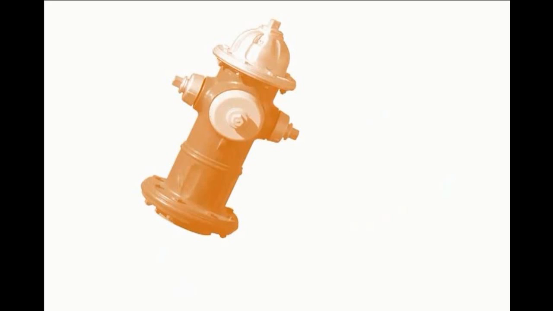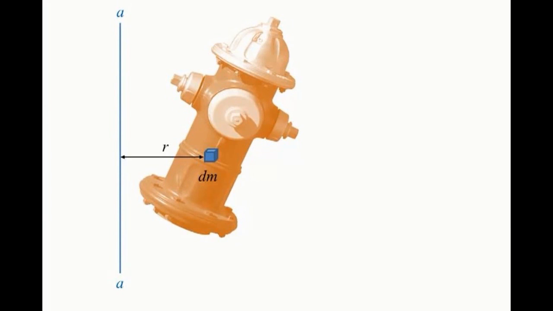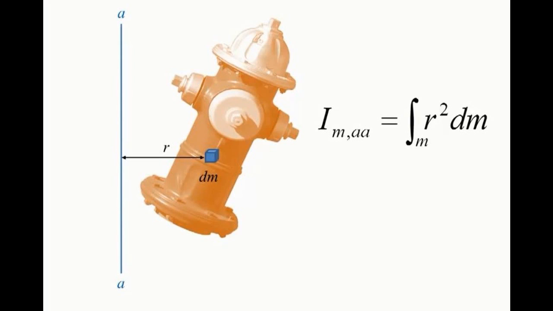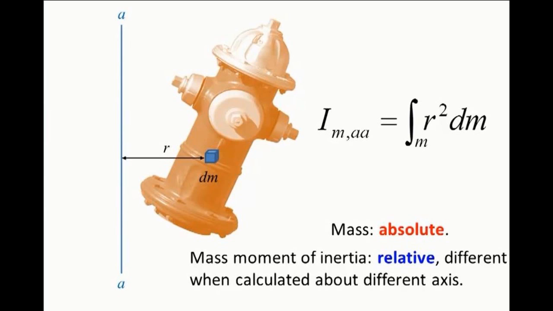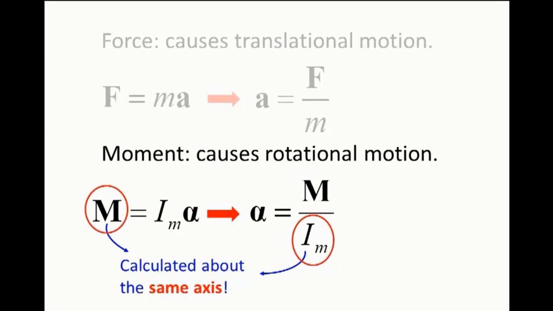Just like the moment caused by a force, the moment of inertia is always calculated about an axis, say axis AA, on a rigid body. For a differential atom with a mass of dm, we can find the perpendicular distance from it to the axis, r, and the mass moment of inertia about this particular axis AA is the integration of r squared times dm, integrated throughout the entire body. So unlike mass, which is absolute, mass moment of inertia is relative, and is different when calculated about different axes. So it is clear that in the moment equation, the two items have to be calculated about the same axis.